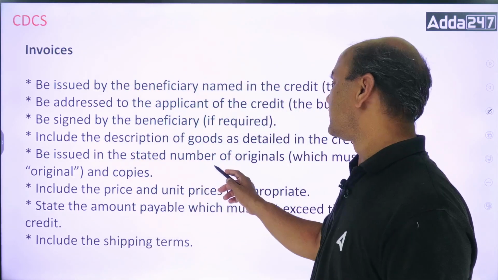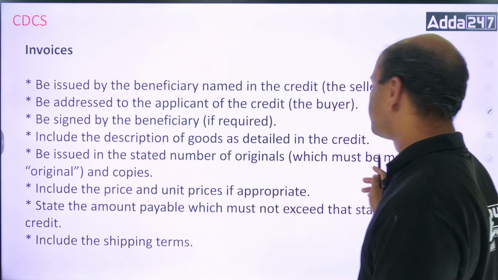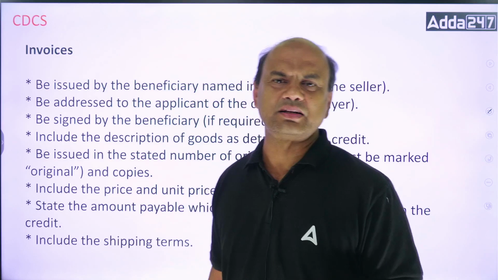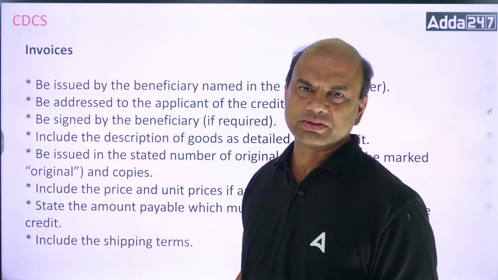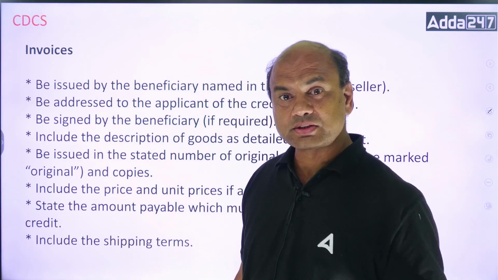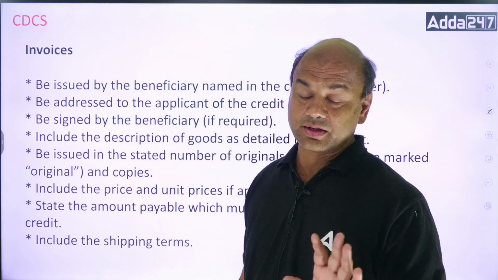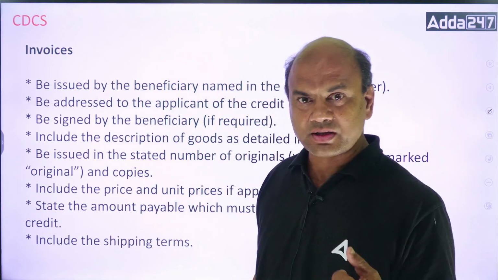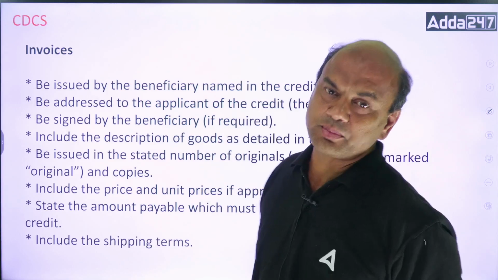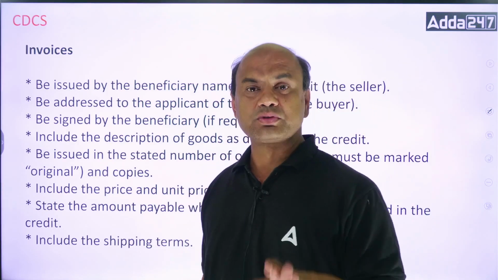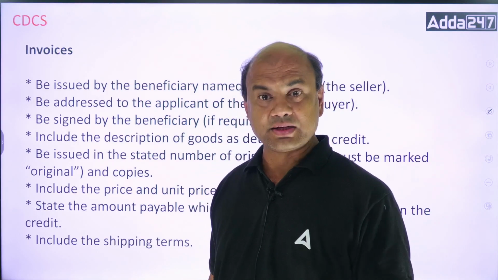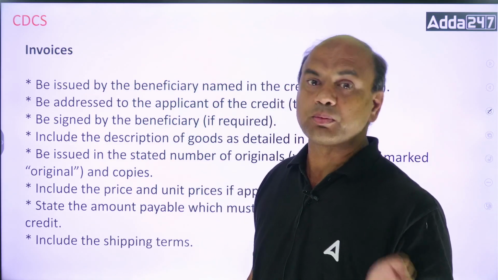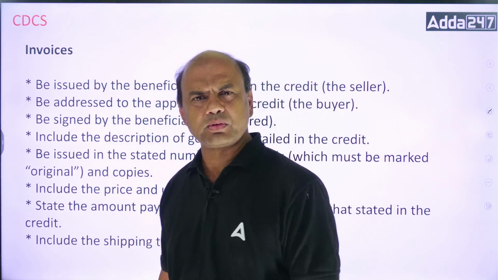Be issued in the stated number of originals, which must be marked original and copy. See, it depends now. If credit says that invoice in 3 copies, then 1 original and 2 copies. See, and understand this word. If the word invoice or any certificate comes first and copies word comes later, it means that you must issue first 1 original at least and remaining copies. Or if it says that 3 copies of invoice, then it can be all photocopies. Okay.